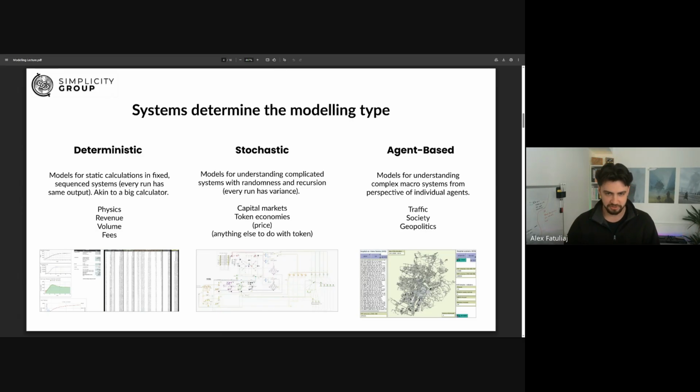And it's for that you need stochastic modeling. You cannot model things like token price in a deterministic model. Well, you can. It'll just be completely wrong and pointless.